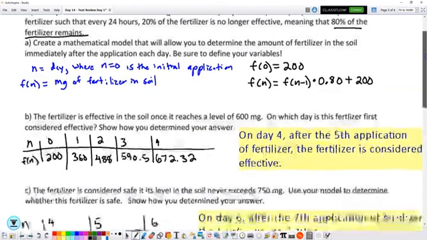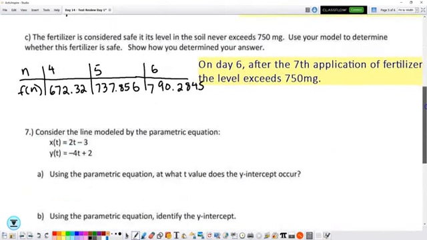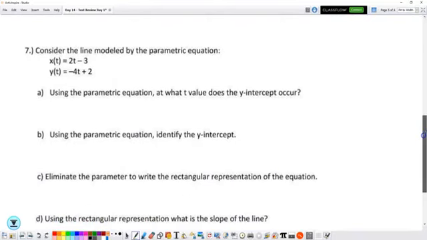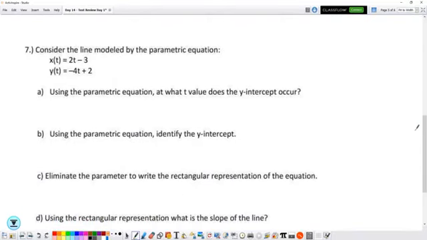Question number 7 says, consider the line modeled by the parametric equation below. Using the parametric equation, at what t value does the y-intercept occur? Now, we need to remember that every point on the y-axis has 0 for x, and then there's a y value.